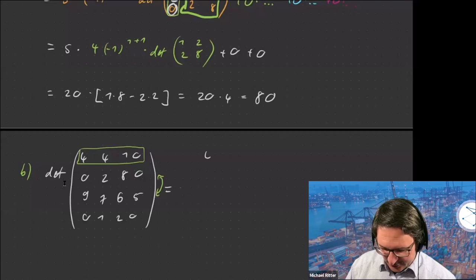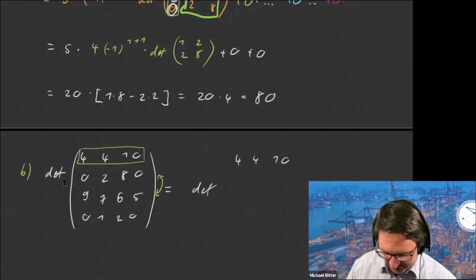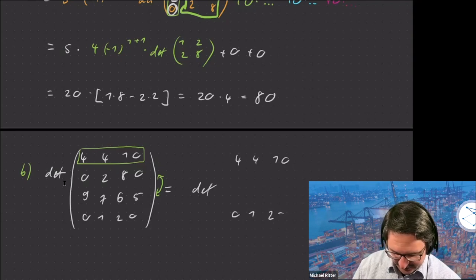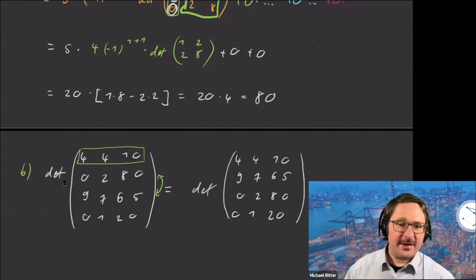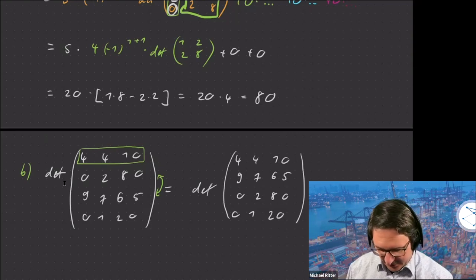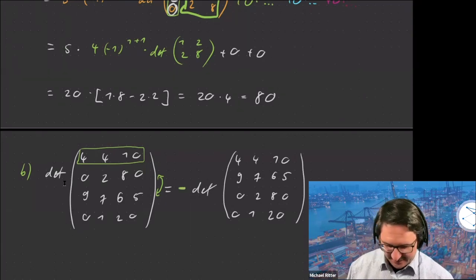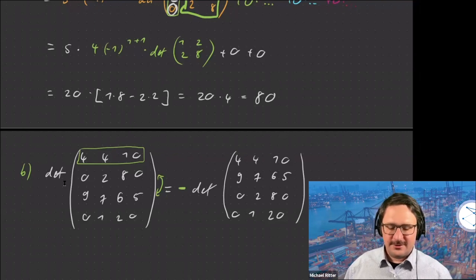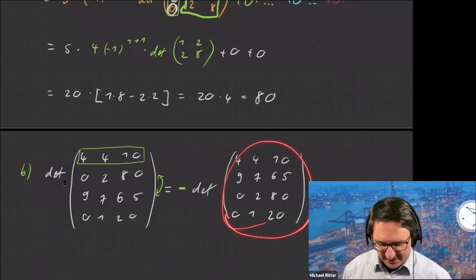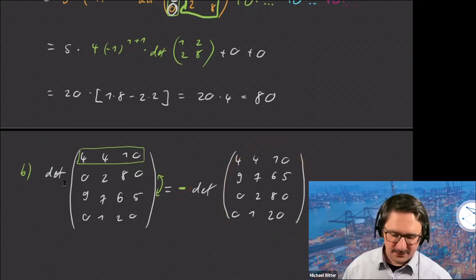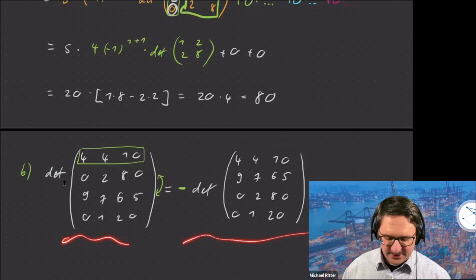So this is the same determinant as 4, 4, 1, 0. We just copy that. We also copy the last row. And then we flip those two over. So this is 9, 7, 6, 5, and 0, 2, 8, 0. And now this new determinant will be the negative of the one before. So to make up for that, we'll have to add a minus sign in front of the determinant, right? So that one here flips its sign and we reflip it by adding a minus. So in effect, these two determinants are the same.